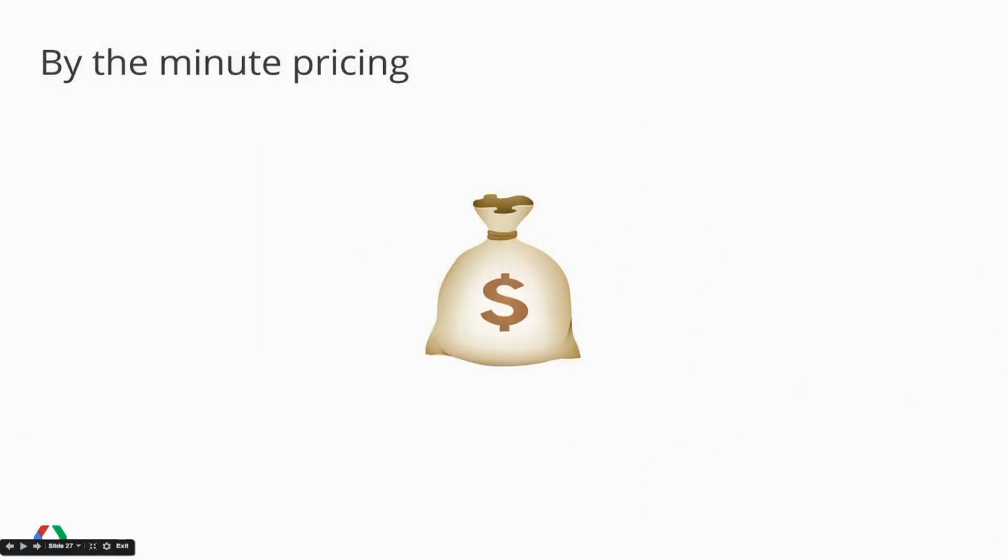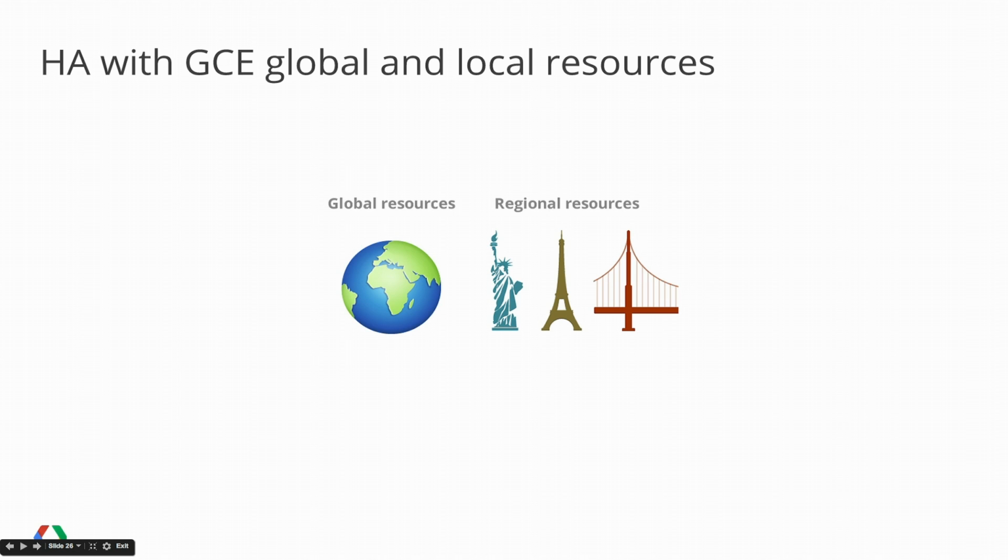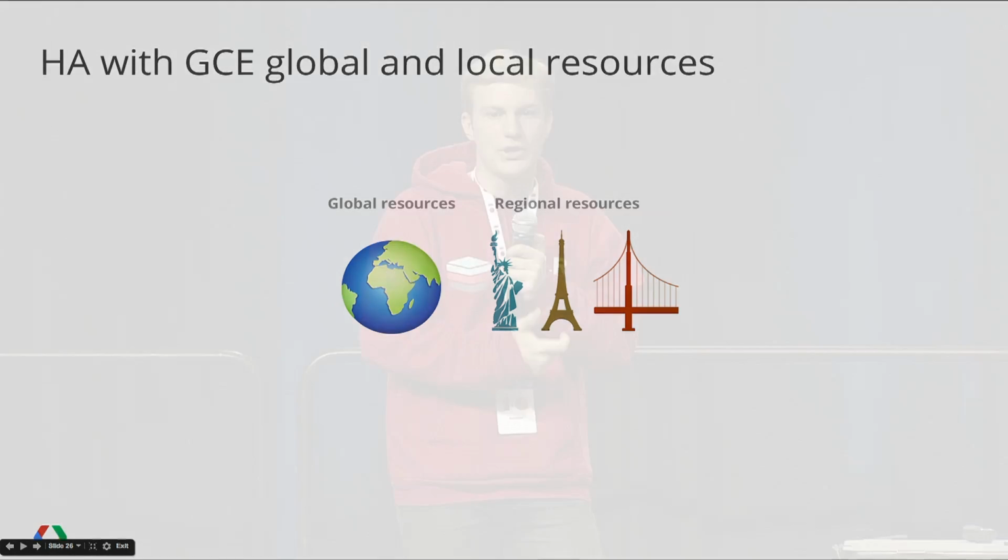Yeah, so the fact that in Compute Engine every resource is either a global resource or a regional resource allows you to plan what will go down in the event of a regional outage and what won't. So you can plan your architecture and build your infrastructure so that it's much easier to build highly available systems.